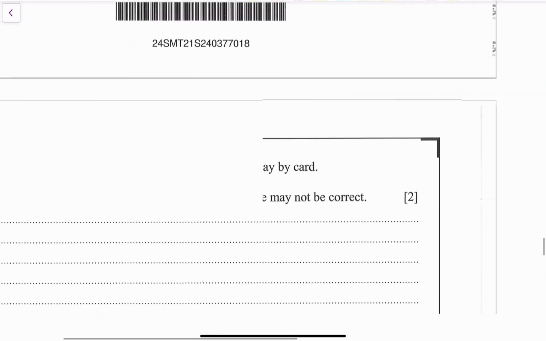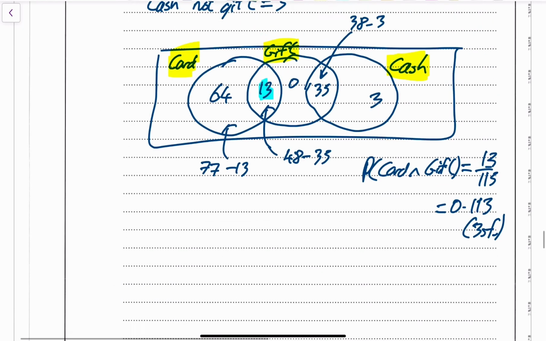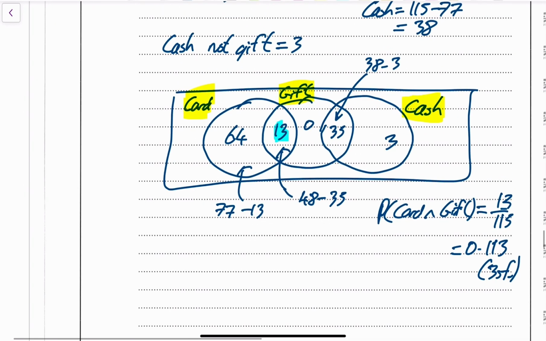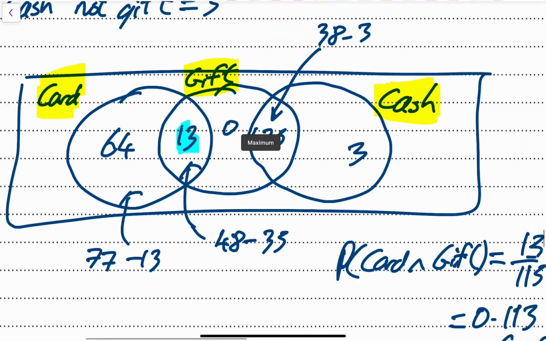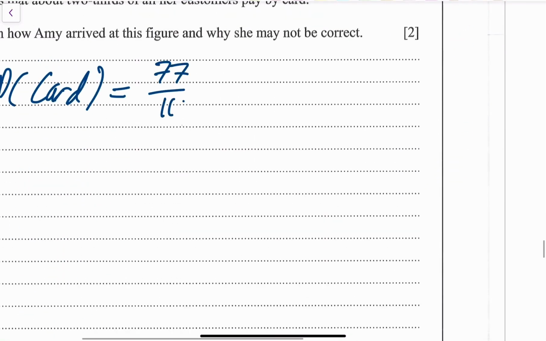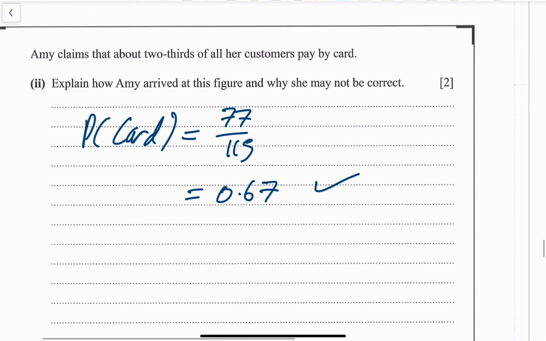Okay, last bit says, Amy claims that about 2/3 of the customers paid by card. Explain how Amy arrived at this figure and why she may not be correct. So card, first of all, that's what we're looking for. She said 2/3. So card, there were a grand total of 77 people. You can see 64 plus 13, so 77, out of a total of 115, and that works out as 0.76, so that looks good. But why may she not be correct?